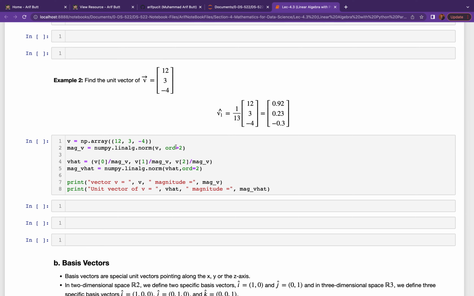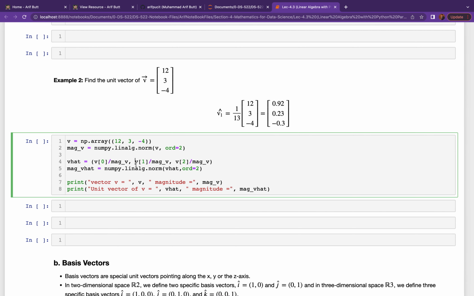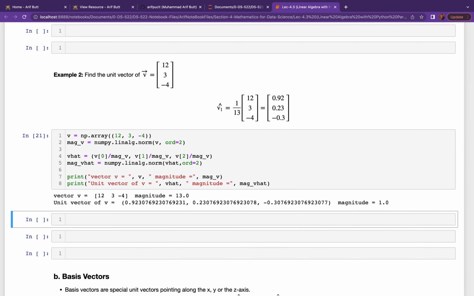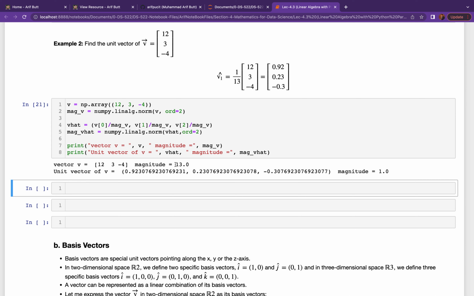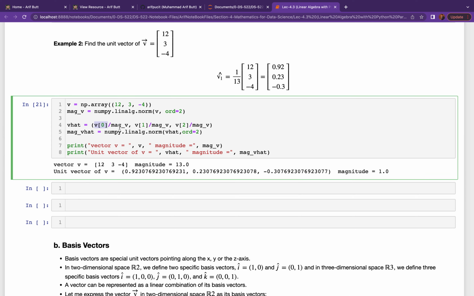Let's repeat this for a 3-dimensional vector. I have calculated the unit vector of this 3D vector 12, 3, minus 4, having a magnitude of 13. So I have divided it once again. I have divided the x component with the magnitude, I have divided the y component, that is 3, with the magnitude, and I have divided the z component with the magnitude, and this is a unit vector. Great.